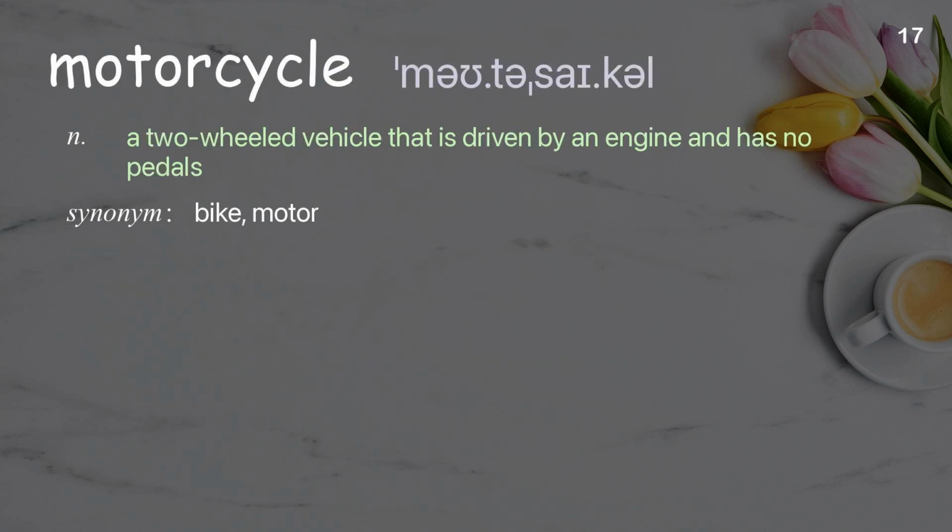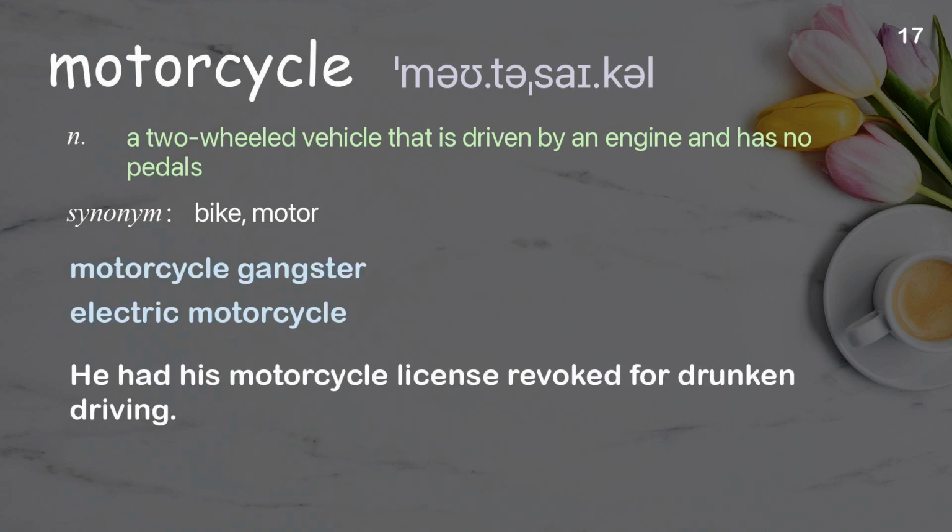Motorcycle. A two-wheeled vehicle that is driven by an engine and has no pedals. Examples: Motorcycle gangster. Electric motorcycle. He had his motorcycle license revoked for drunken driving.